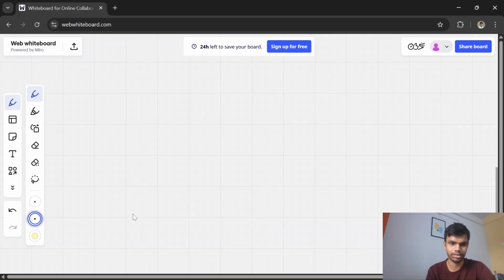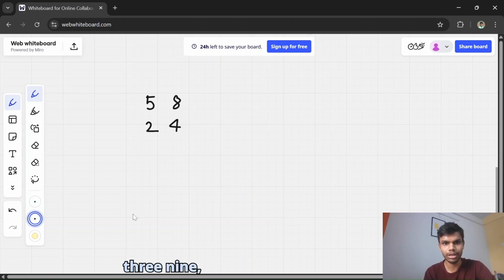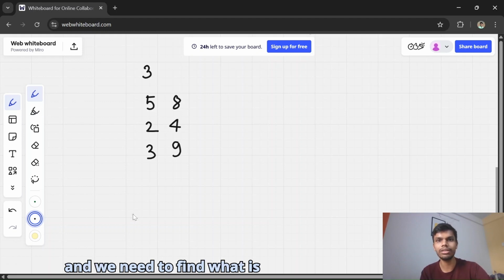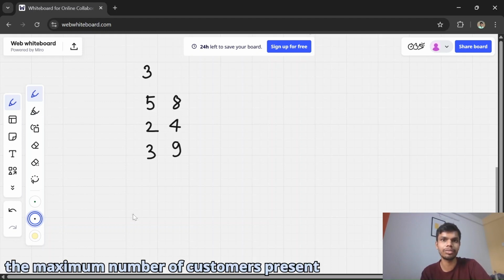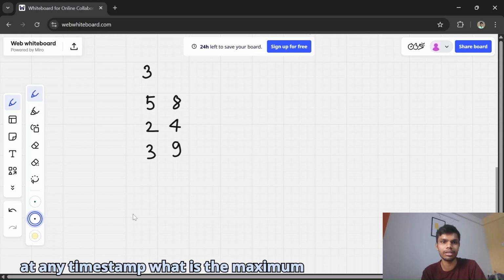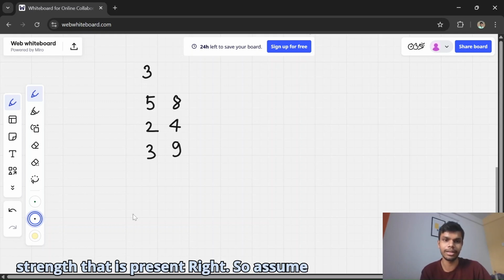5 8, 2 4 and 3 9, right? So there are three timestamps given and we need to find the maximum number of customers present at any timestamp, what is the maximum strength that is present, right?